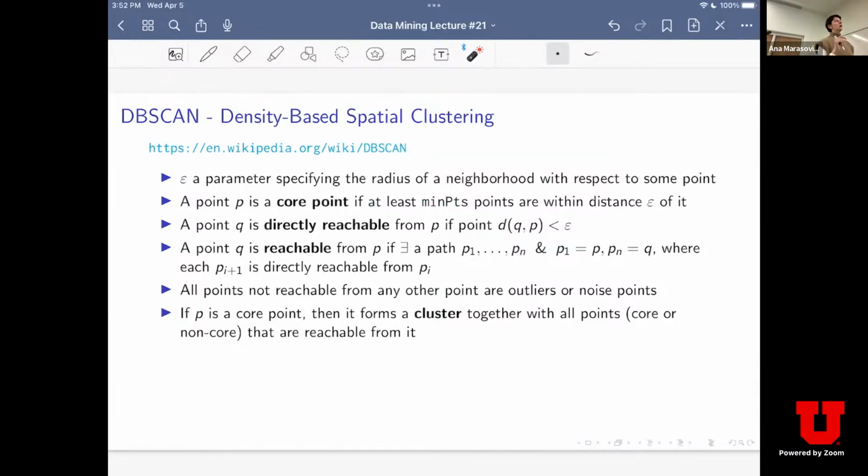And then the gist of the algorithm is that you are going to categorize each point into being a core point, or directly reachable, or just reachable, or an outlier. And then you will take those core points and form clusters from them. A point P is set to be a core point if at least some value, min points, are within distance epsilon of it.